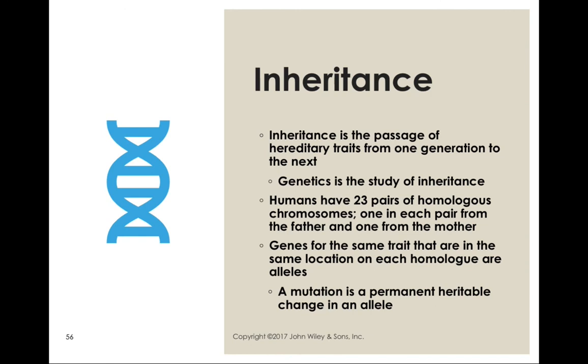Now, the reason that we can pass on different traits to our offspring is that there are different versions of every gene in the human. Those different versions are referred to as alleles. So just for the sake of an example, there might be the allele for brown hair, and there will also be the allele for blonde hair.